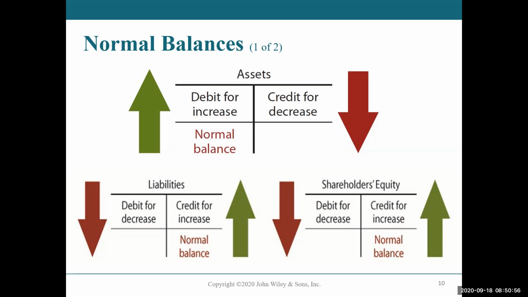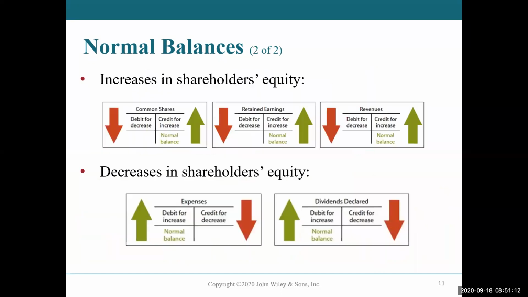So track down the normal balance for the account. You always have to know what the normal balance for the account is, because that is how we will make sense of whether the account is going up or coming down, and how do we generate our journal entries. So this is the increase in shareholders' equity.